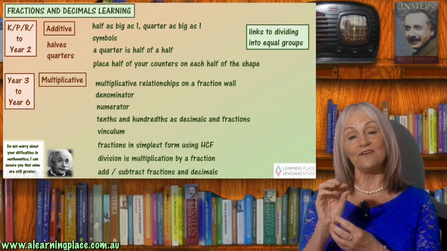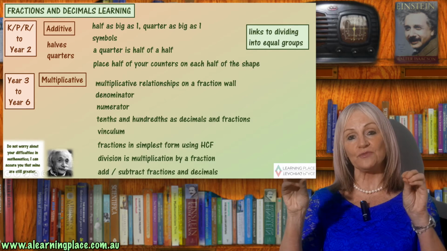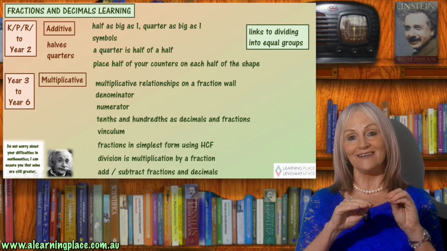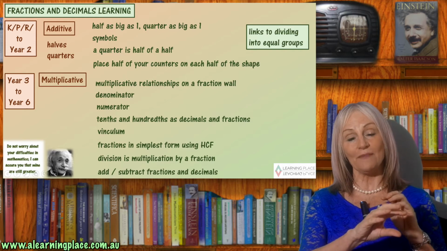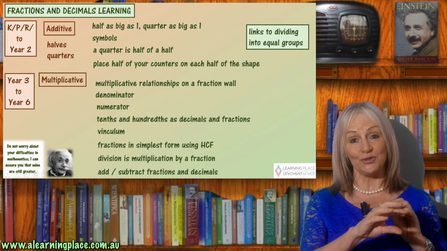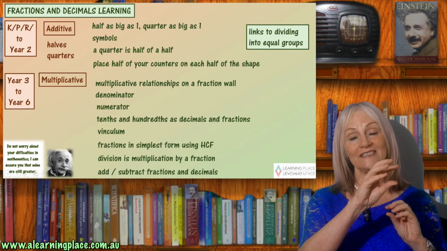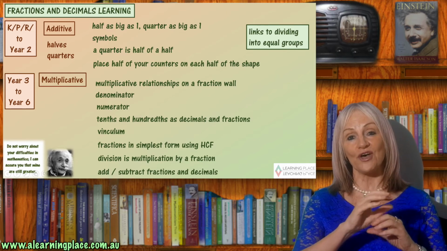We look at the meaning of the numerator. So on the fraction wall we might have 2 quarters. The fraction 2 quarters is telling us, first of all, the denominator is telling us that we divided by 2, and the numerator is telling us that we have 2 of those parts.